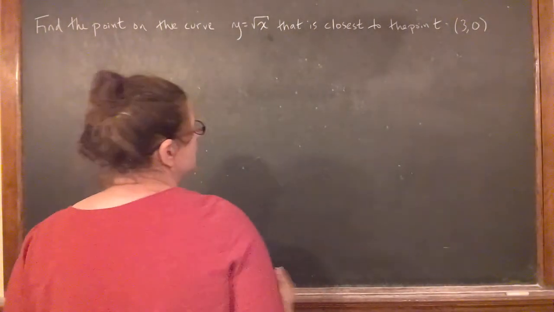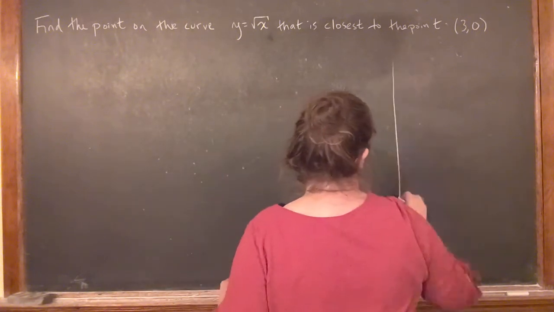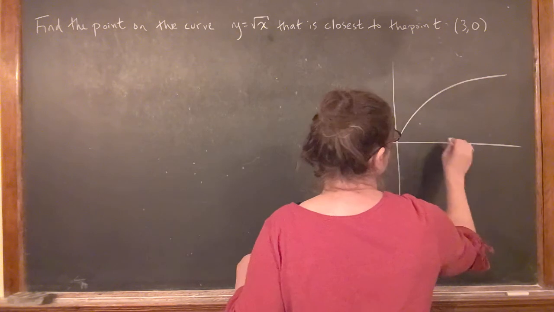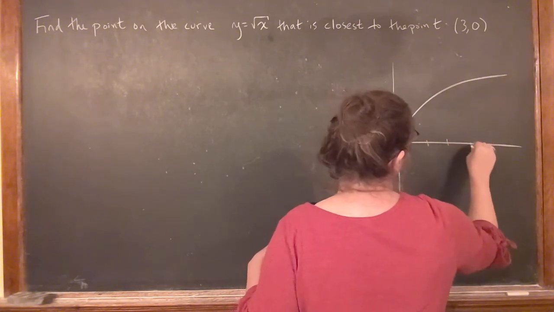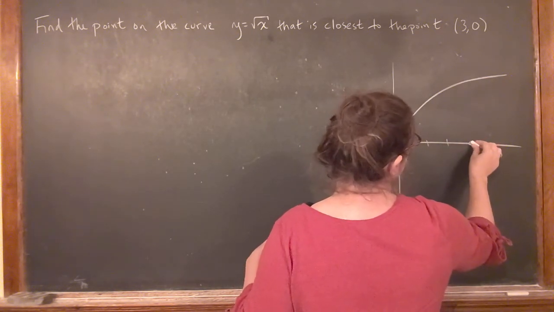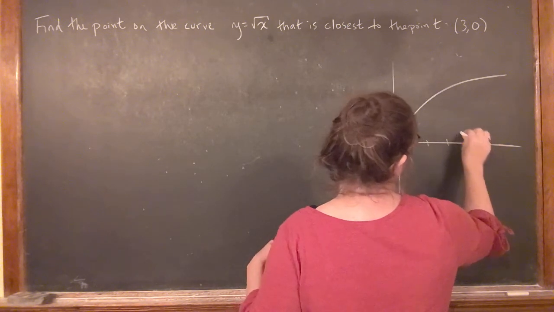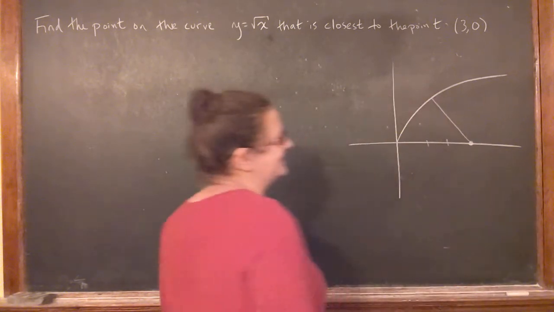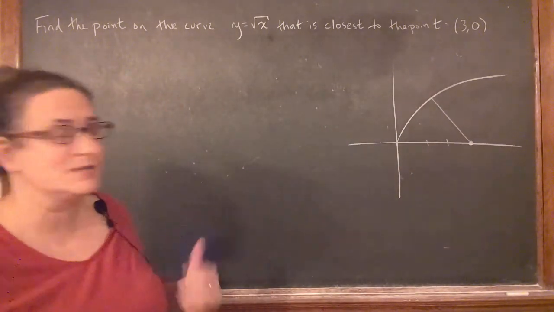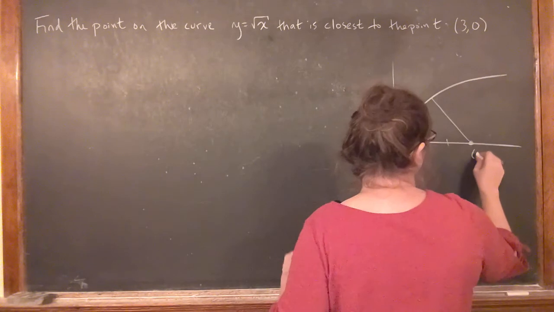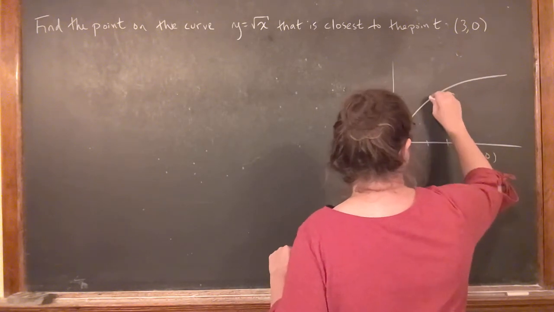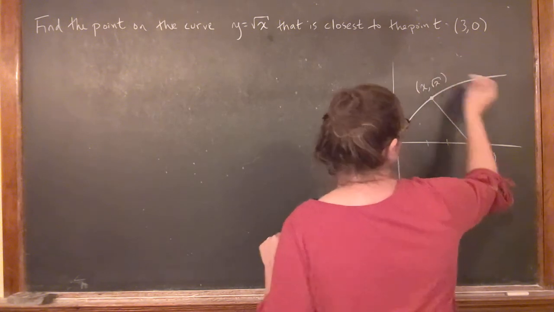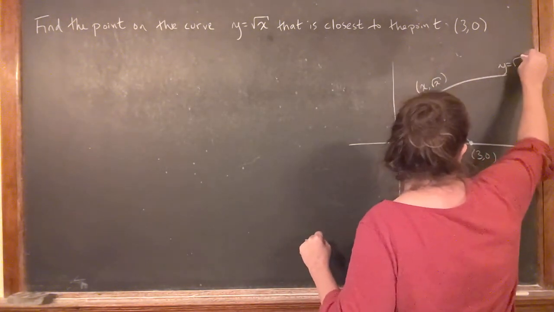If I draw this just to get some idea what's going on, here's the curve, y equals square root of x. Okay, so here's 3. I'm not sure how well I drew this, but somewhere here there's going to be the shortest distance. This point you know is (3, 0), and this point is (x, square root of x) because it's on the curve y equals root x.